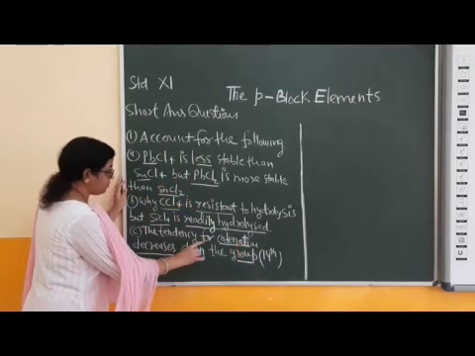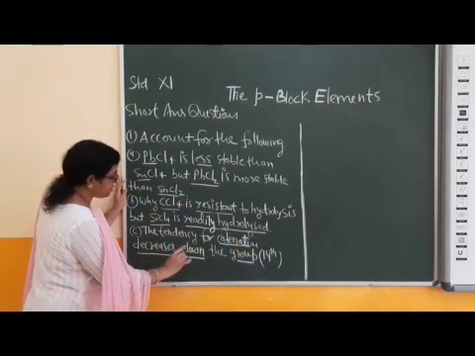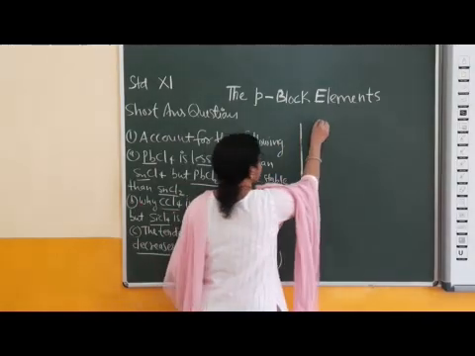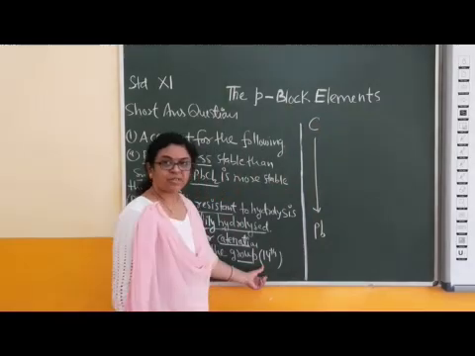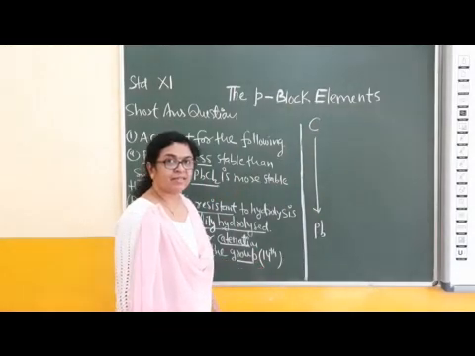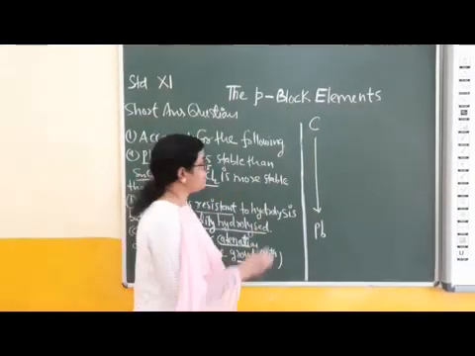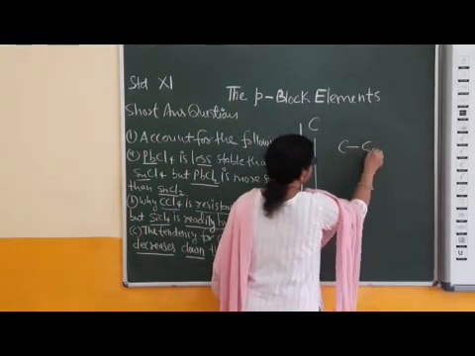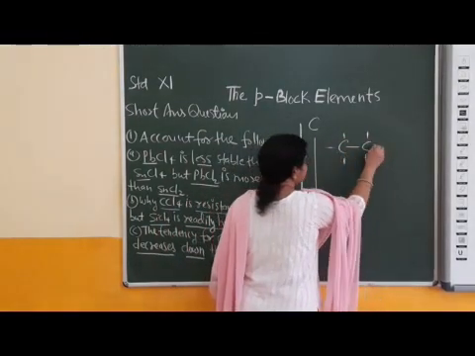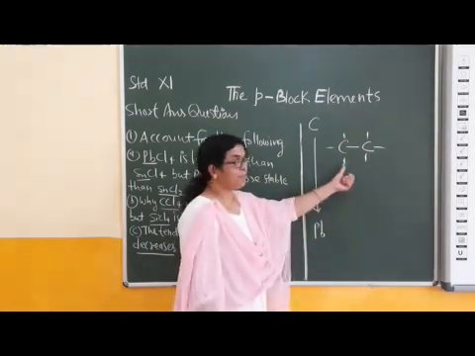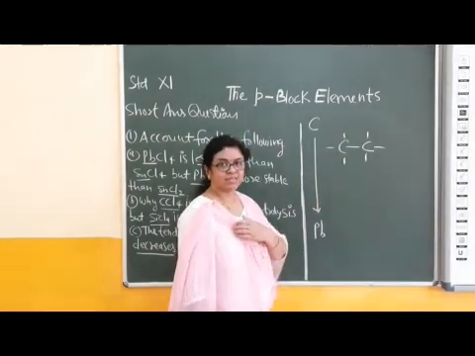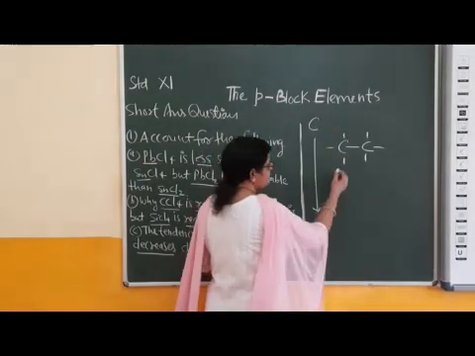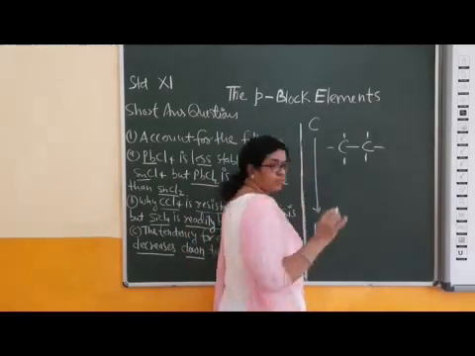Catenation: the tendency for catenation decreases down the group. First is carbon and last is lead, in the 14th group. What is called catenation, children? Catenation is the self-linking tendency, carbon with carbon. This is catenation. Bonding of a carbon atom with another carbon atom, the self-linking property of carbon, is called catenation. Right?